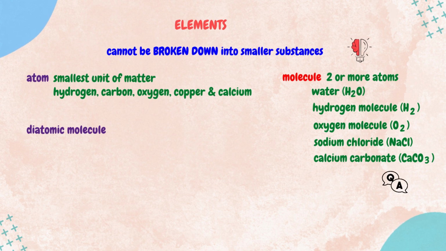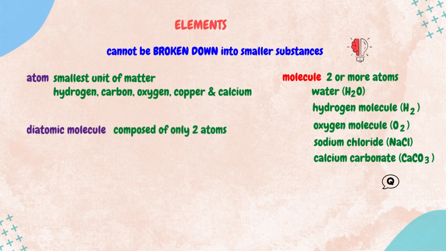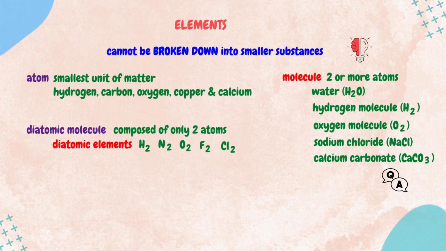Now, let's zoom in on something cooler. Diatomic molecules. A diatomic molecule is a molecule composed of only 2 atoms. Most diatomic molecules are compounds, but 7 elements are so antisocial they exist as diatomic elements even when pure at room temperature. These 7 diatomic elements are hydrogen, nitrogen, oxygen, fluorine, chlorine, iodine, and bromine. Though these substances are molecules, they exist as elements at room temperature.